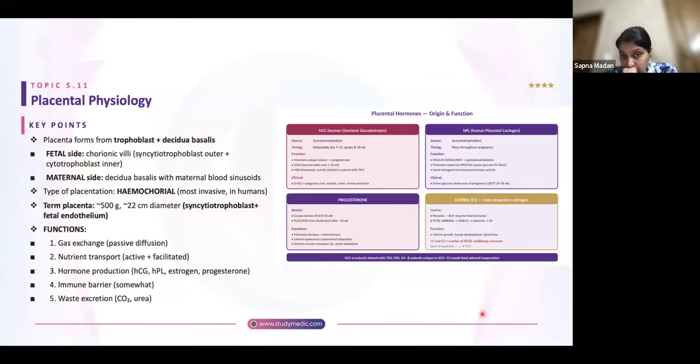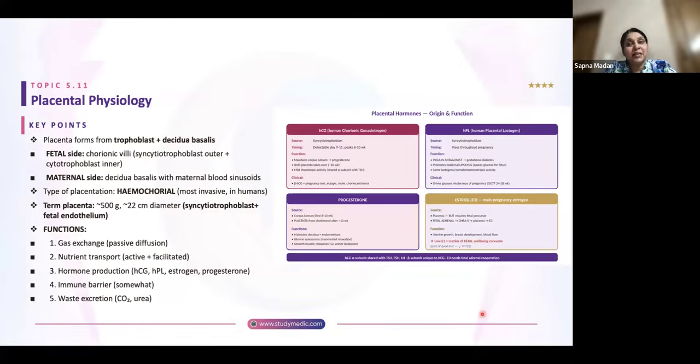The term placenta weighs around 500 grams. It is around 22 centimeters in diameter, and the formation is by the syncytiotrophoblast and fetal endothelium. So there has been a question, what is the formation of term placenta? So if you have an option of syncytiotrophoblast and fetal endothelium, good, go for it.